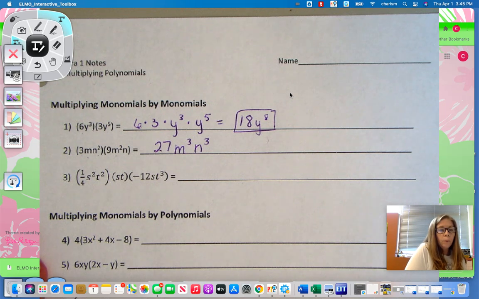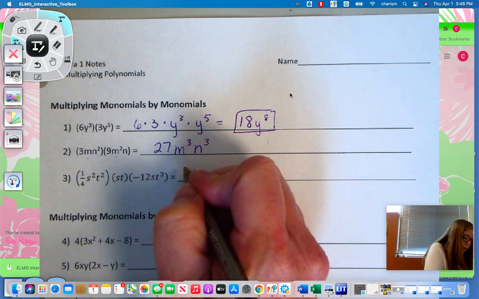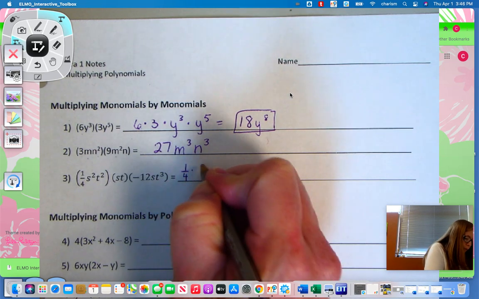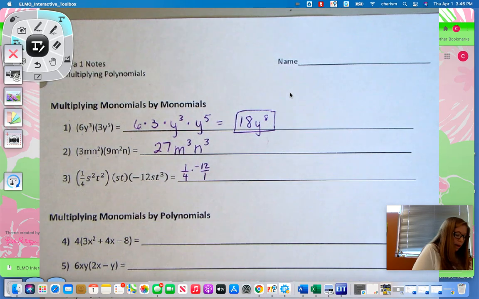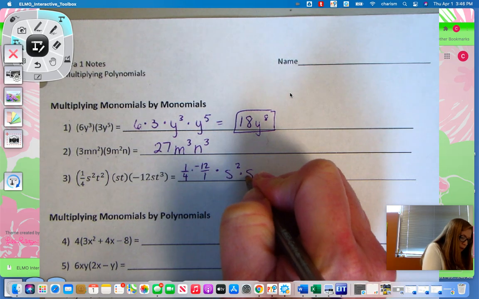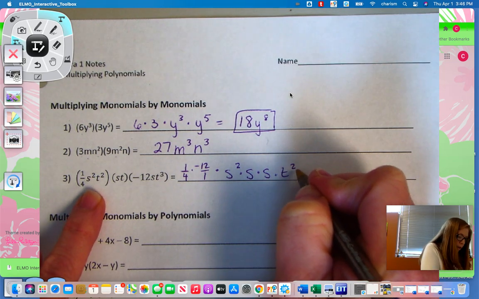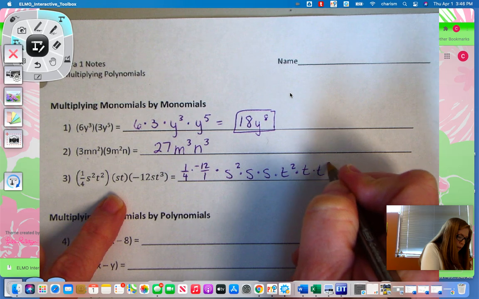All right. Now, number 3, it just has 3 different monomials. And remember, multiplication you can do in any order that you want. So for this one, I think I'm going to take a moment and move everything that has similar bases together. I'm going to start with the 1/4 times the negative 12 over 1. Most of you like looking at it that way. I've got times s squared times s times s. And then we've got a t squared times t to the third.